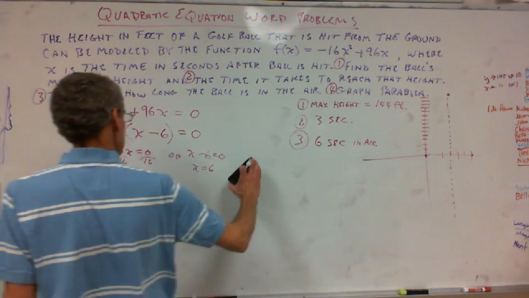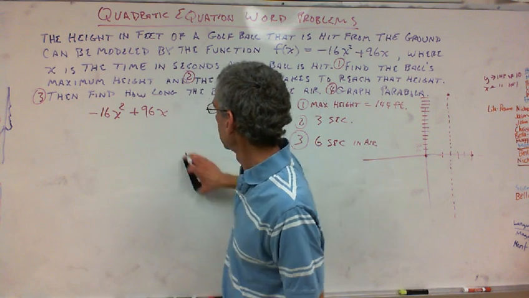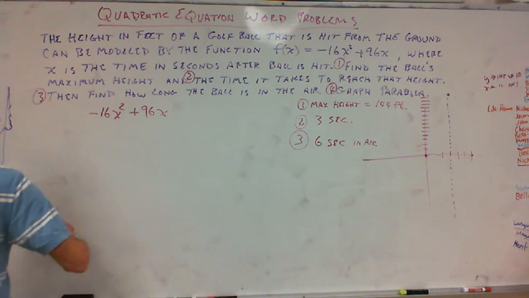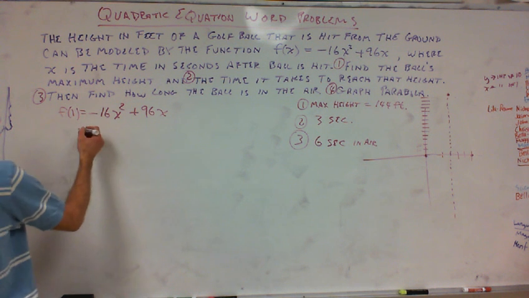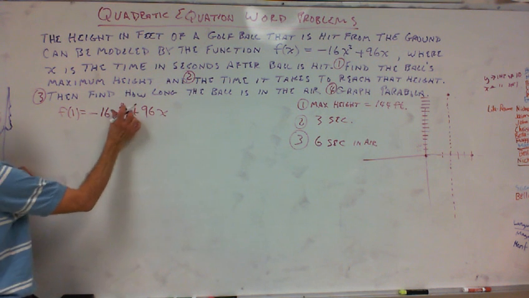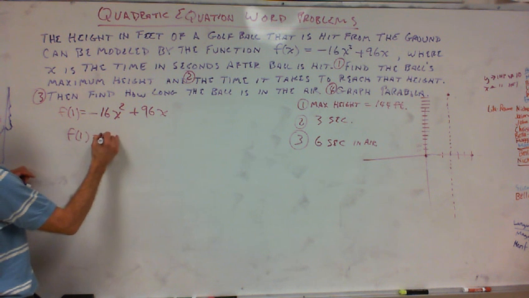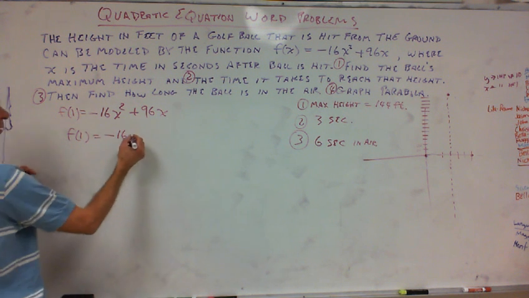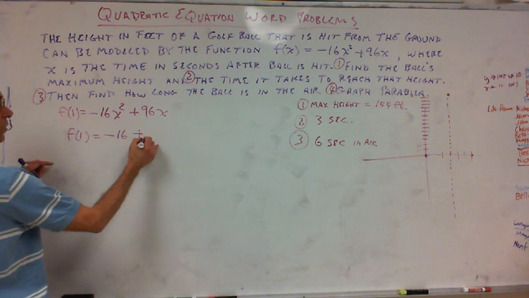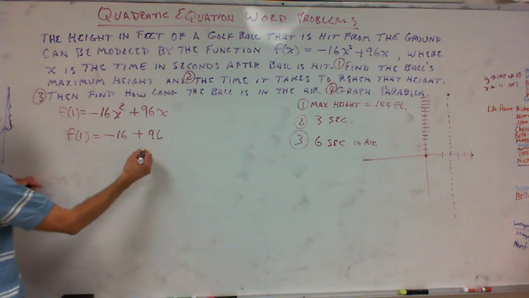So, can I erase this? All right, so f of 1. We're going to say f of 1 is equal to that. So f of 1 is equal to negative 16 times 1, which is negative 16, and then plus 96 times 1 is 96. What's 96 minus 16?